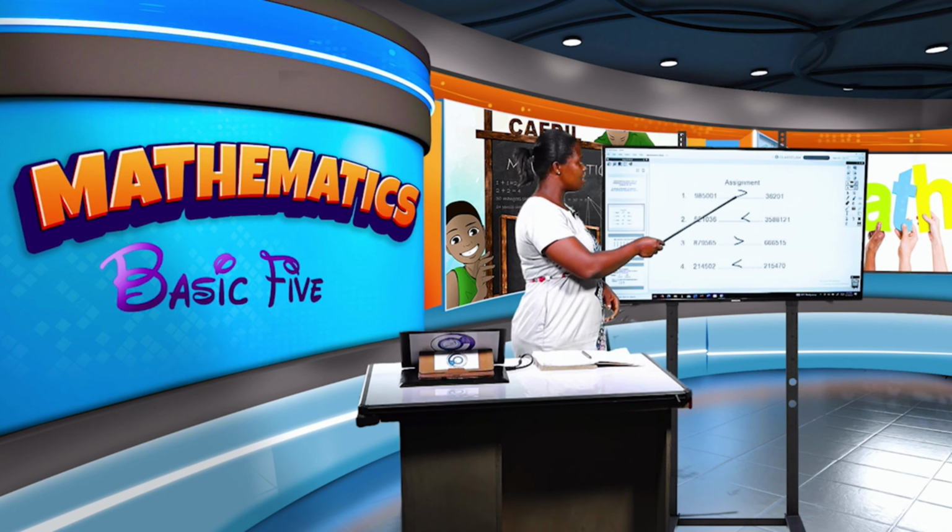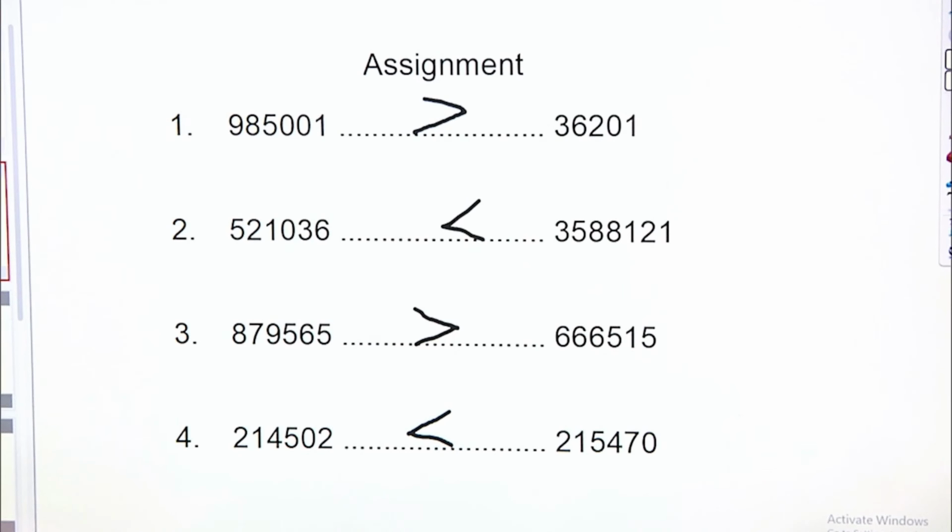The first one, you insert this, you count the digits, and then you compare. If they are the same, you compare the digits one after the other. So this number is greater than this. And the second one, we have this. The third, I hope you are assessing yourself. Good. And the last one, we have that. All right. If you are not able to do it, just look at it and then correct yourself.